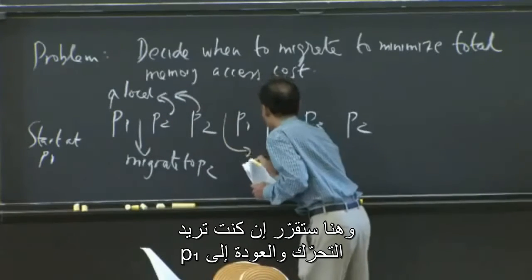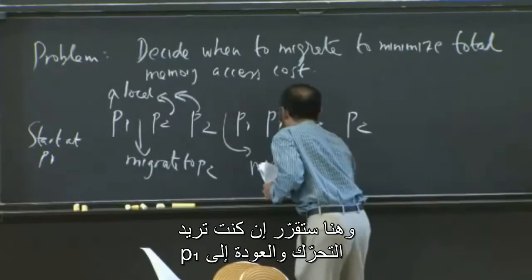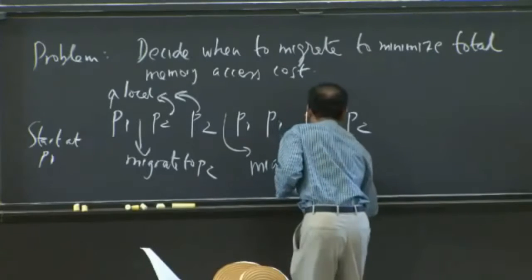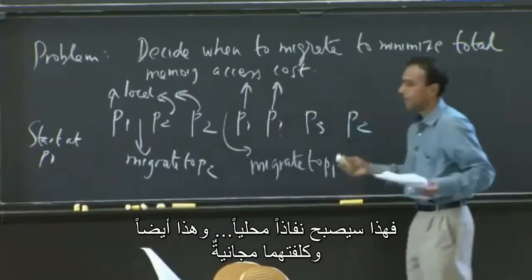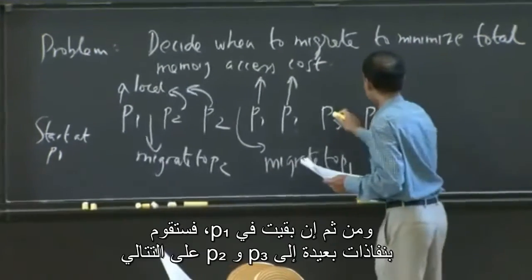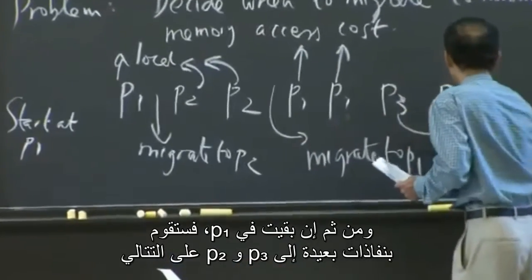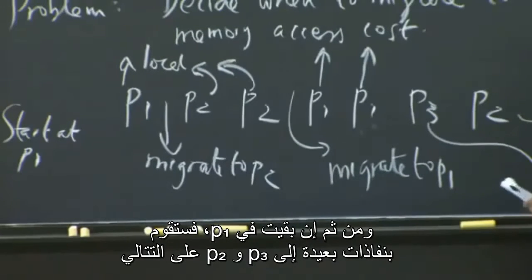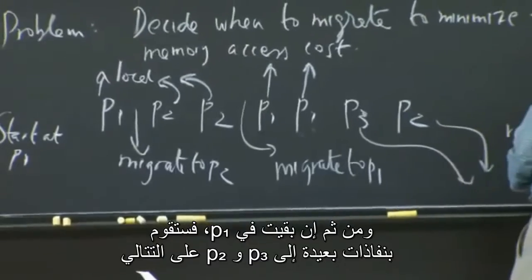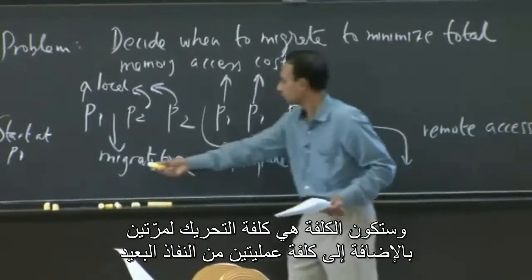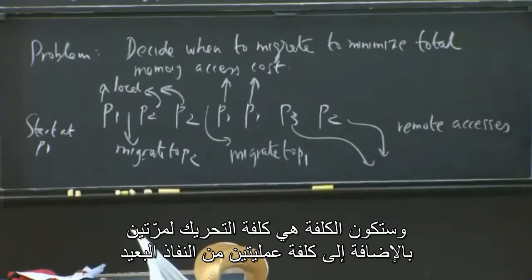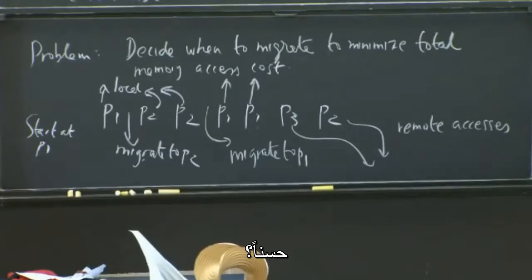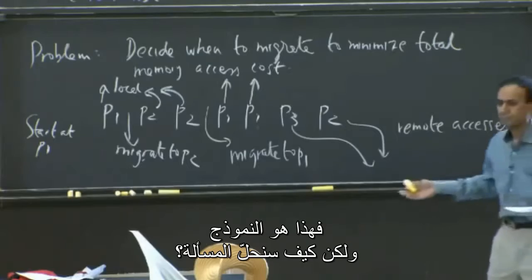Right here, you might want to migrate back to P1. So this becomes a local access, that's a local access. They're all essentially free. And then if you just stay at P1, over here, you may end up doing remote accesses to P3 and P2 respectively. And so you have a cost of migration, the cost of migration, and the cost of 2 remote accesses. All right? So that's the setup.